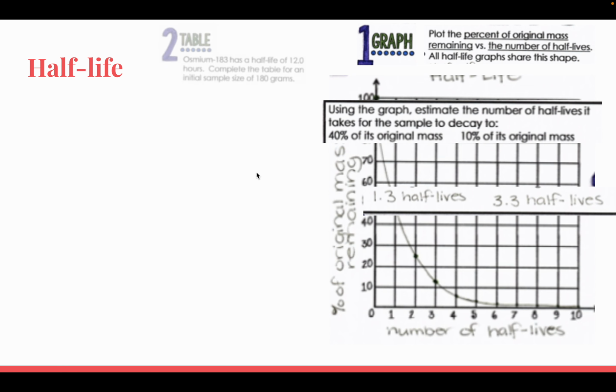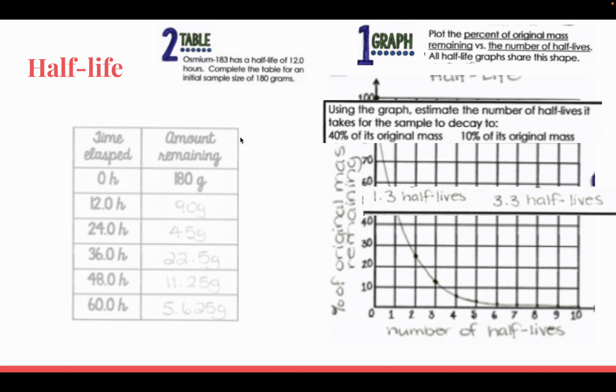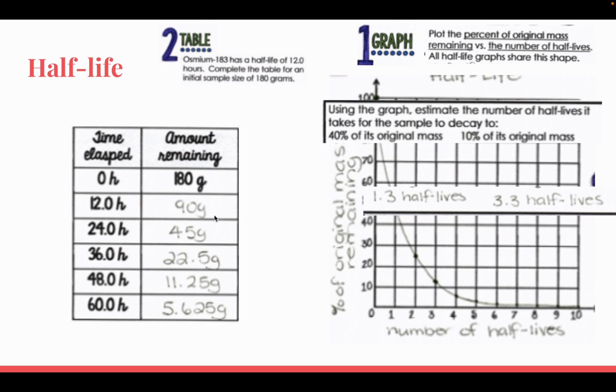Now we can also look at it in a table format. So we have osmium-183, again that's the isotope. We have a half-life of 12.0 hours. Complete the table for the initial sample of 180 grams. So you have a table in your notes. At 0 hours, I have 180 grams. Well, how much will I have after 12 hours? Well, I should have half of whatever 180 is, because 12 hours is how long it takes for half of this to decay away.